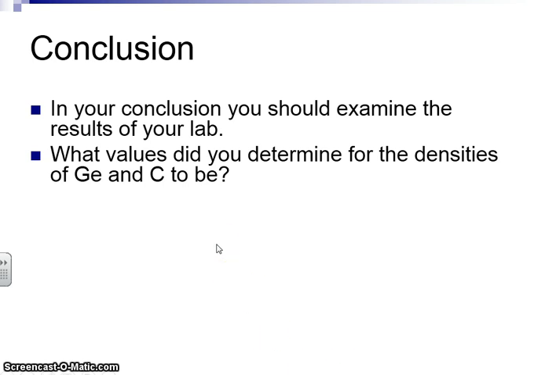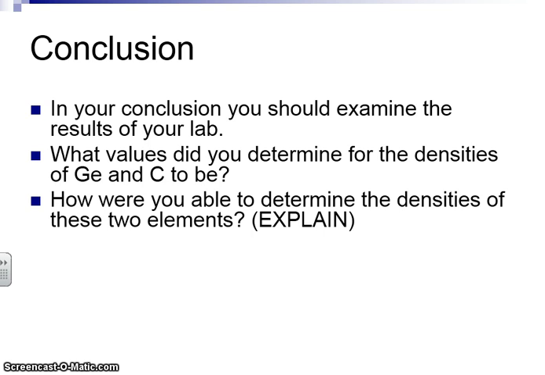So the first thing you need to do is look back at your purpose. Your purpose was what you were trying to answer. You should start by answering your purpose. What did you find? What was your conclusion? Restate what you did and the results. Remember, in any lab where there's a numeric answer that correlates to your results, you need to actually cite that number. That number needs to be written in the conclusion. Okay? So you're going to tell me what those values were that you found for the densities of germanium and carbon.